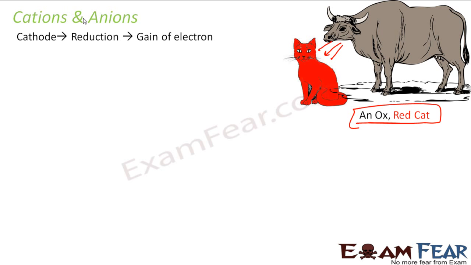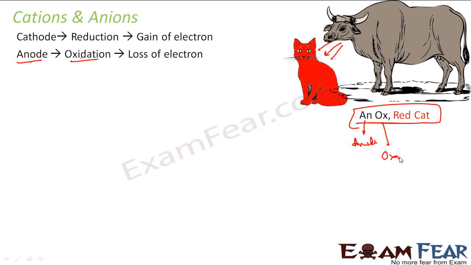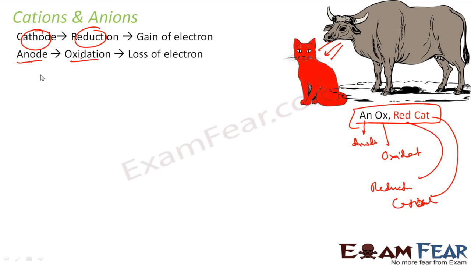So the memory tip is like this. An ox is anode, meaning oxidation. An is anode, ox means oxidation, right? Red is reduction, and cat is cathode. So in the cathode, red cat, reduction happens. In the anode, an ox, oxidation happens. And reduction is what?